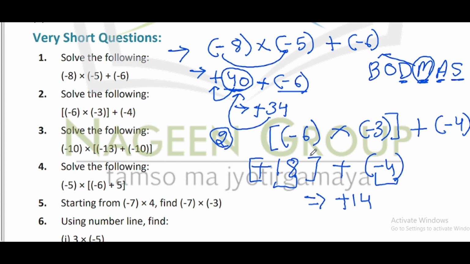Let's see. Minus 6 multiply with minus 3 and add with minus 4. First we multiply the symbols in the bracket. Minus into minus, that is plus, and 6 into 3, that is 18, add with minus 4. Then 18 add with minus 4, that is plus 14. Let's see the part question number 3rd.